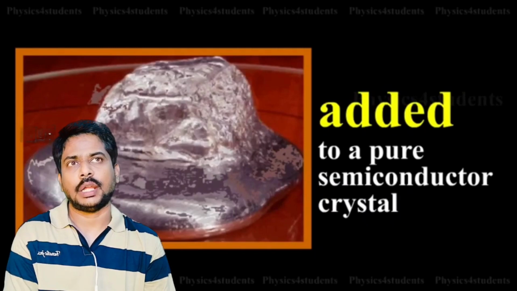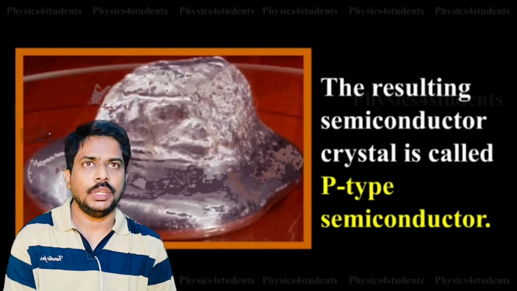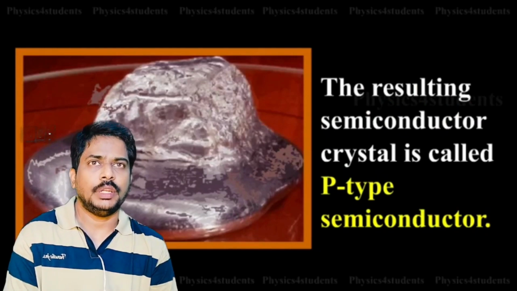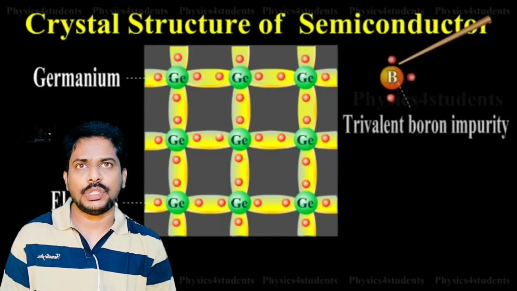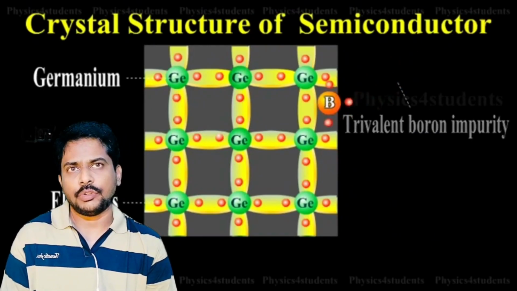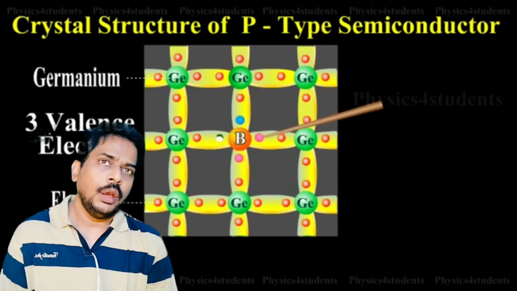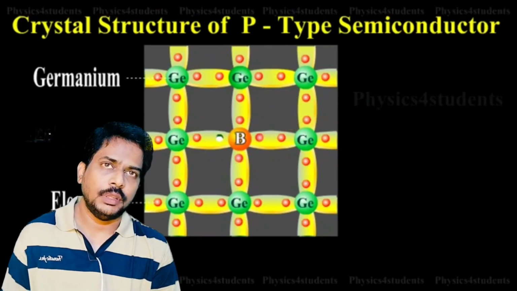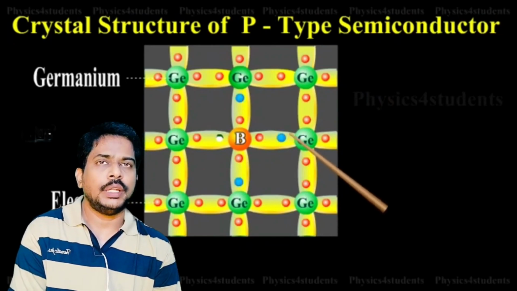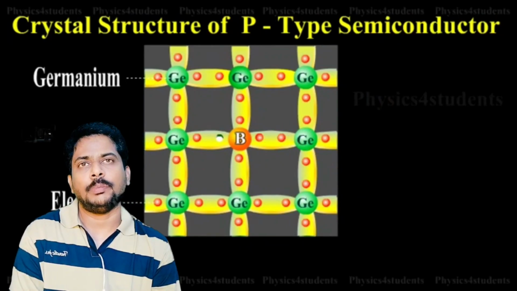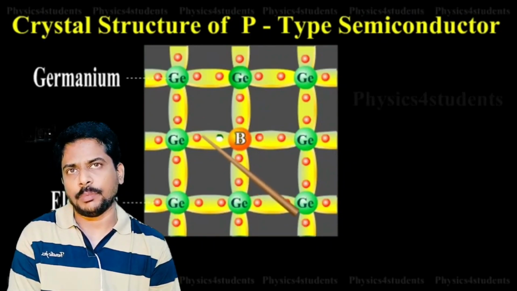So when I add a trivalent atom such as boron to the germanium crystal, the germanium will be replaced by boron, and boron has only 3 electrons in the outermost shell, and these 3 electrons form a covalent bond with the surrounding germanium crystals, but there is one vacant position left in the boron, and that vacant position we call a hole. So now the adjacent electron will try to jump into the temporary place which is created due to the lack of electron in a particular position.